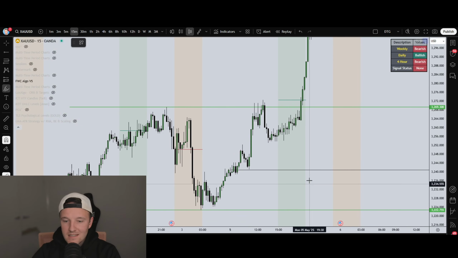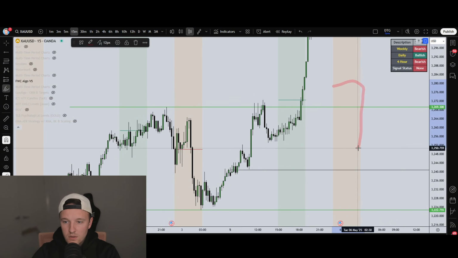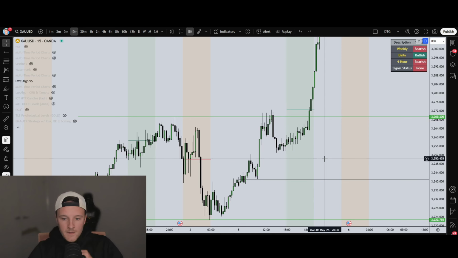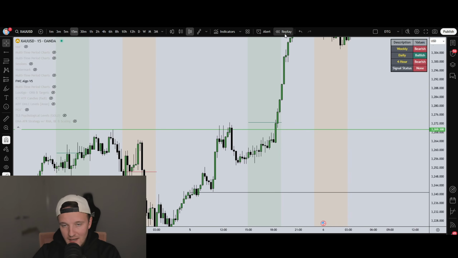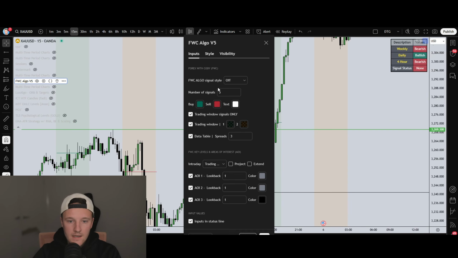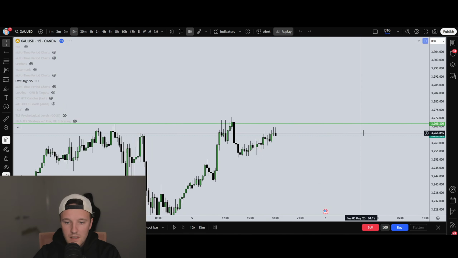And this right here is my trading window, okay? This is when I will look for entries on gold only during this window or this window. This is part of my algo. And of course, during the first couple hours of the window, price just consolidated on gold, all right? Let me turn on the signals real quick and let me just go over here like this.